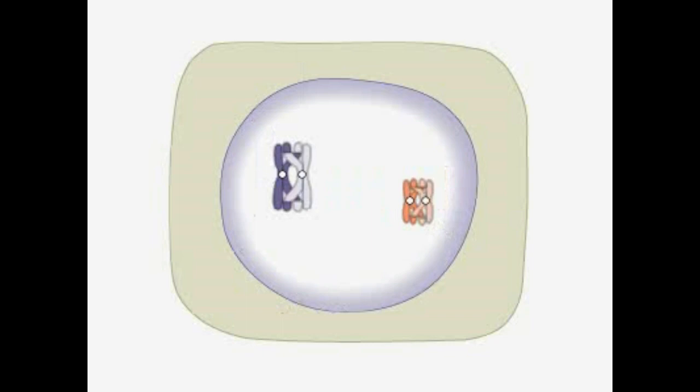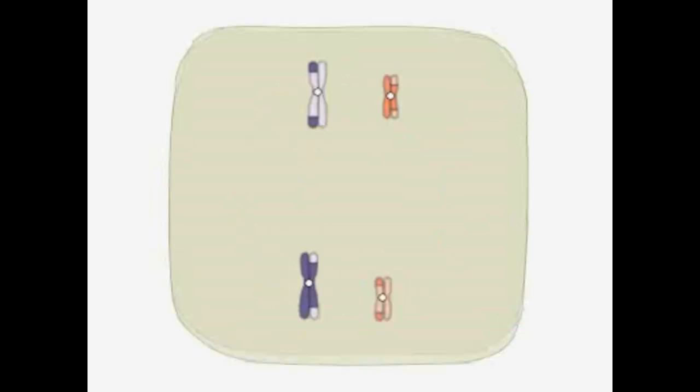Each pair of homologous chromosomes line up at the equatorial plane. Non-sister centromeres attach to spindle fibers from opposite poles. The chromosomes are pulled toward the poles, and homologous chromosomes are separated. Meiosis I results in two cells.